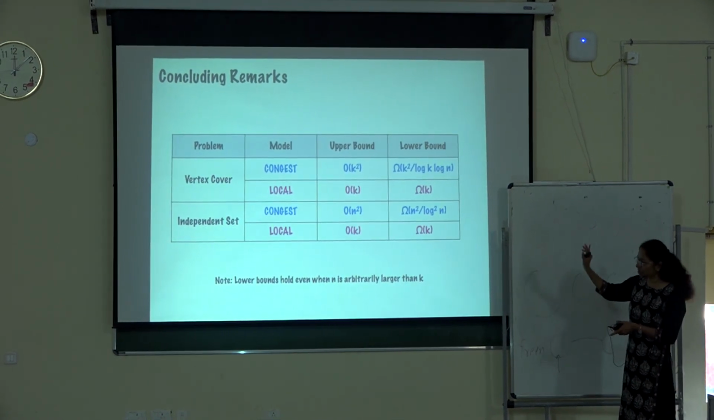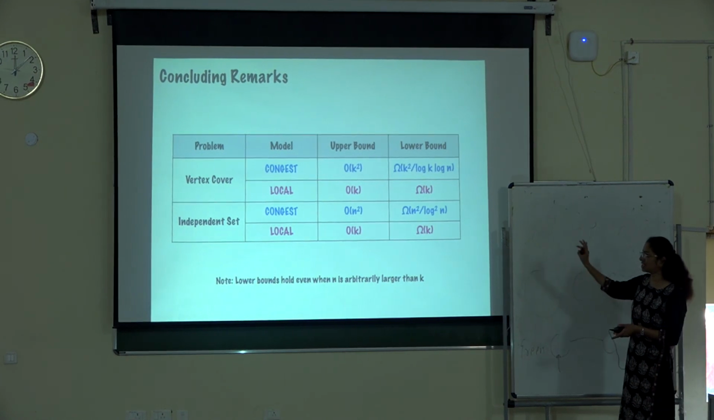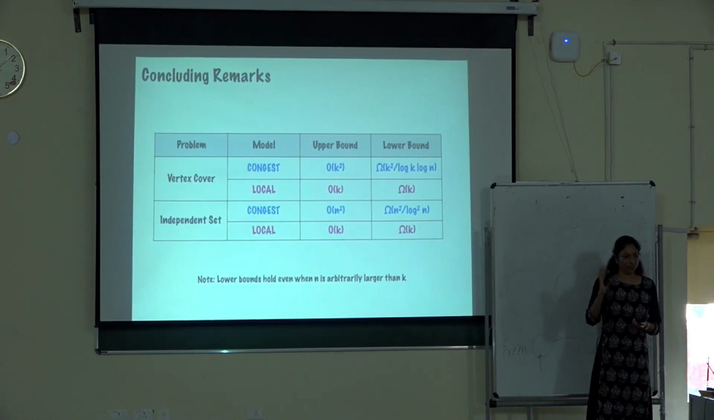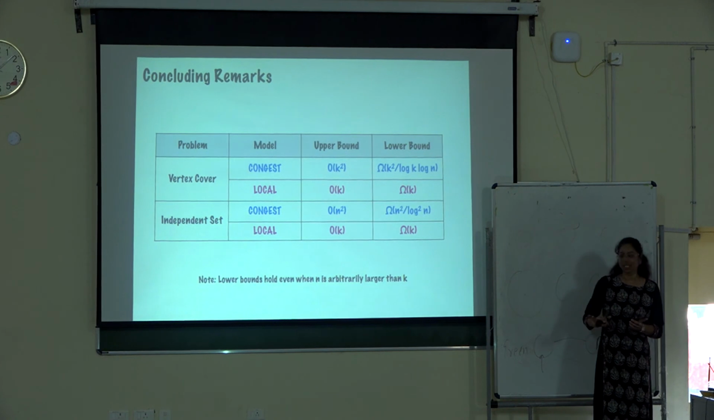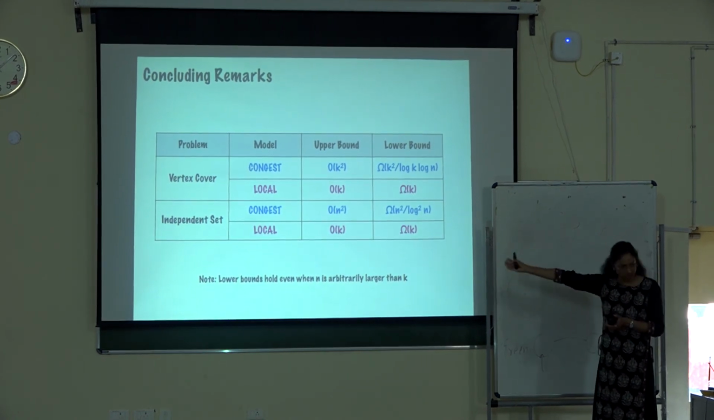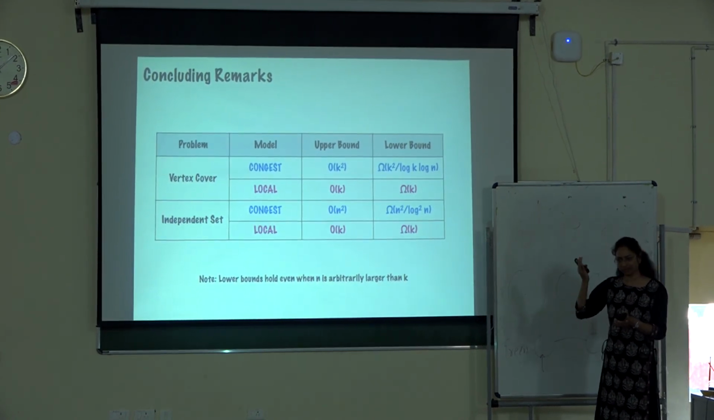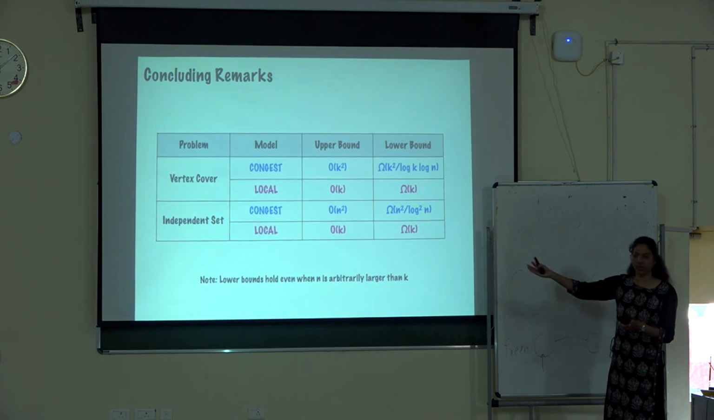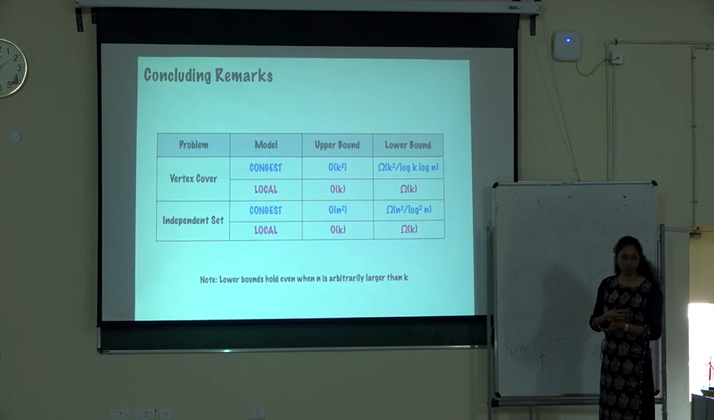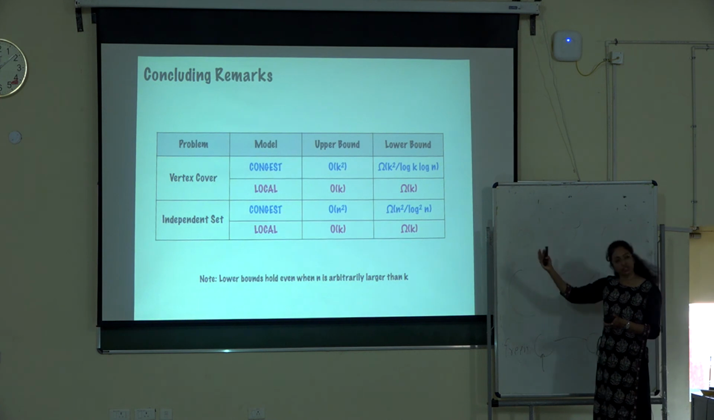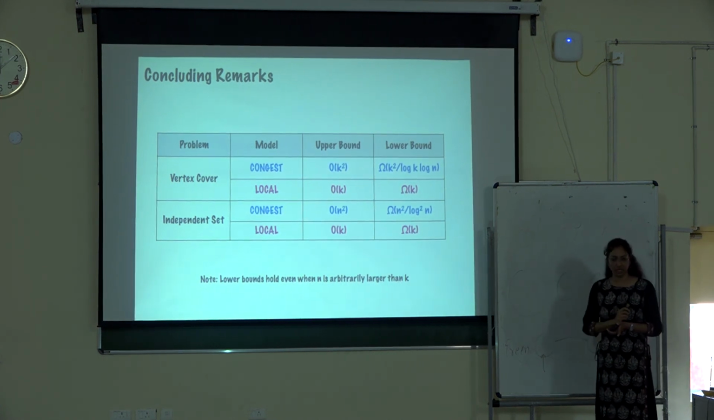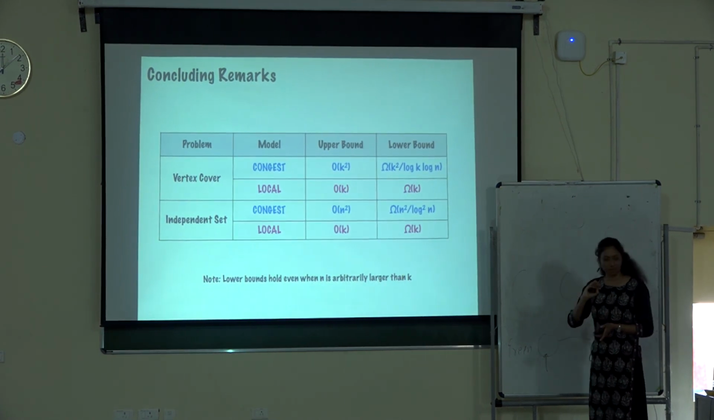And similar results are also true for independent set. But I think independent set is harder than vertex cover in some sense, even in this setting. So an n-squared algorithm is a trivial algorithm, learning the entire graph, and the lower bound is also known. And the LOCAL algorithm that we discussed works for many problems, including independent set. So this is the summary.